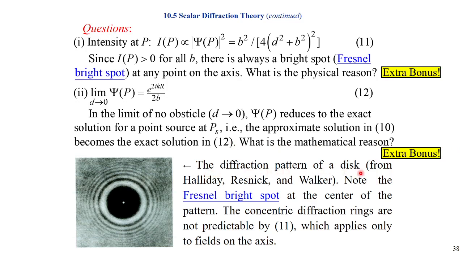The diffraction pattern of a disk, from Halliday, Resnick, and Walker. Note the Fresnel bright spot at the center of the pattern. The concentric diffraction rings are not predicted by equation 11, because it applies only to the fields on the axis. Equation 11 applies only to the field on the axis, so you cannot predict the concentric pattern. Okay, so we have a Fresnel bright spot here. This one is really a huge surprise.